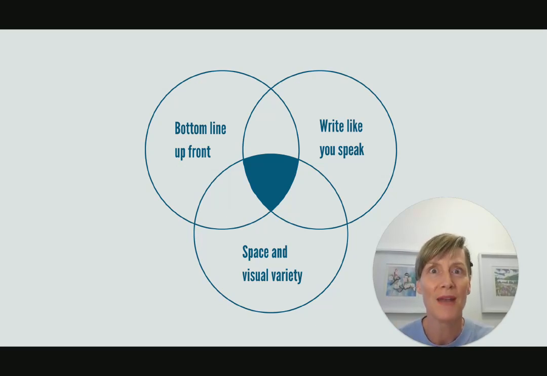If you've got a bit of time now, go write an email to someone, but write it like you speak. Add a lot of space and visual variety, and make sure your bottom line is up front. You'll be writing in plain language in no time.